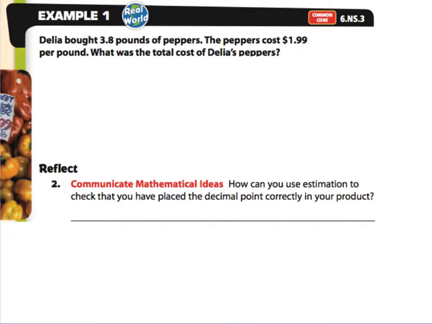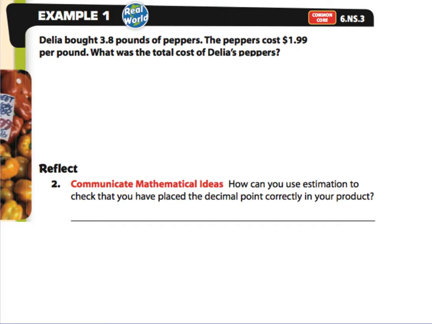All right. So here we're going to take this and actually put it to use in a problem. Now, I'm not asking you to always draw a picture. I'm trying to help you understand what's happening when we do decimal multiplication. Here we have Delia, who bought 3 8/10 pounds of peppers. The peppers cost her $1.99 per pound. What was the total cost of Delia's peppers?